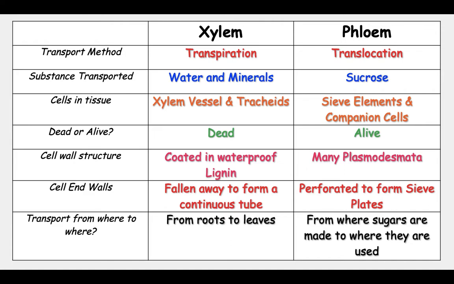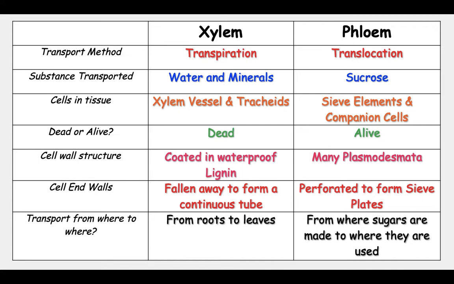Cells in the tissue. So in the xylem they have the xylem vessel and the tracheids. In the phloem, they have the sieve elements and the companion cells. And the important thing is that your xylem vessel is dead. So those xylem vessel cells that have become lignified are dead, whereas all the cells in the phloem are alive. In the xylem, the cell wall structure is coated in waterproof lignin. Whereas in the phloem, it has many plasmodesmata, and plasmodesmata are small gaps in the cell wall allowing for the cells to communicate and pass substances between each other.